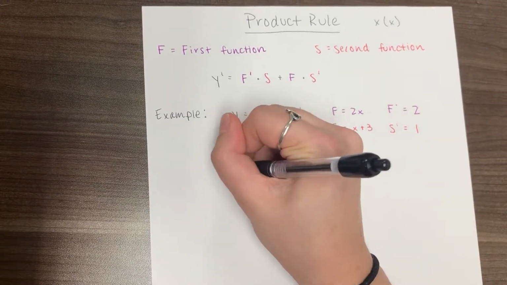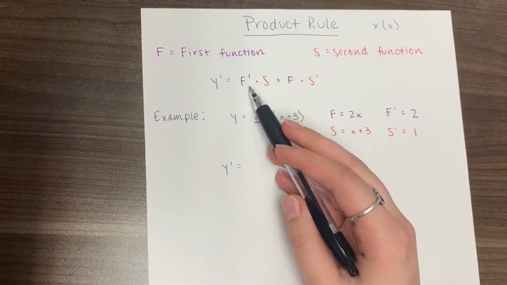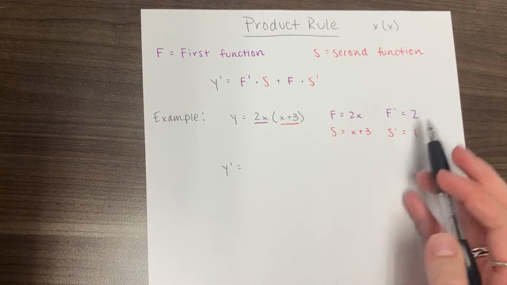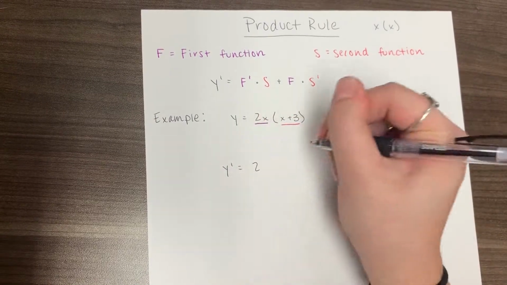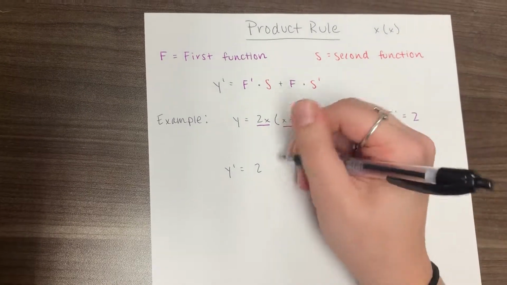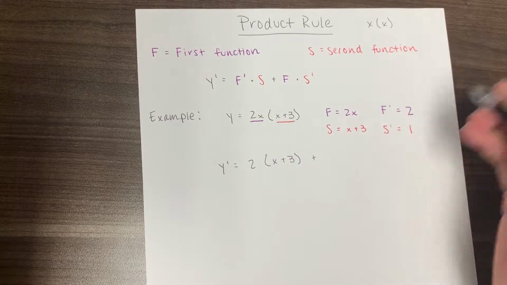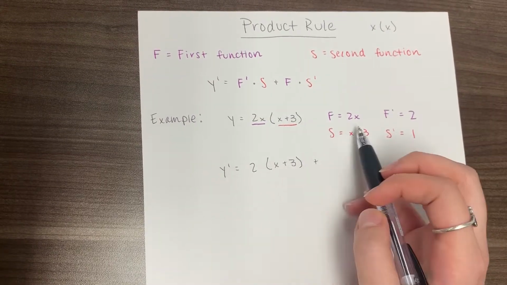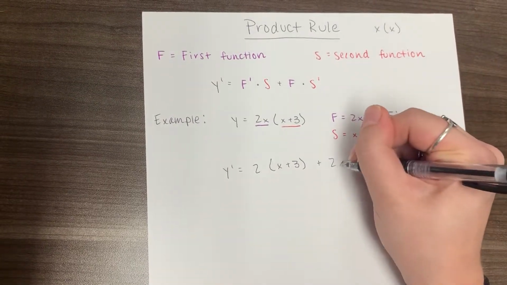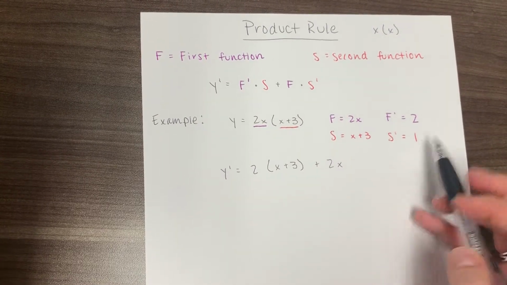So we know that this is going to equal y prime. So now we have to take the f prime, which we found was 2, times regular s, which we found was x plus 3, plus regular f, which was 2x, as we saw from the original equation, times the derivative of the second function, which we found was 1.